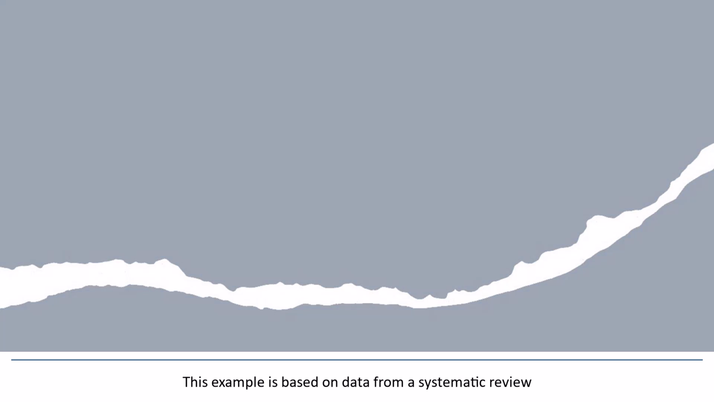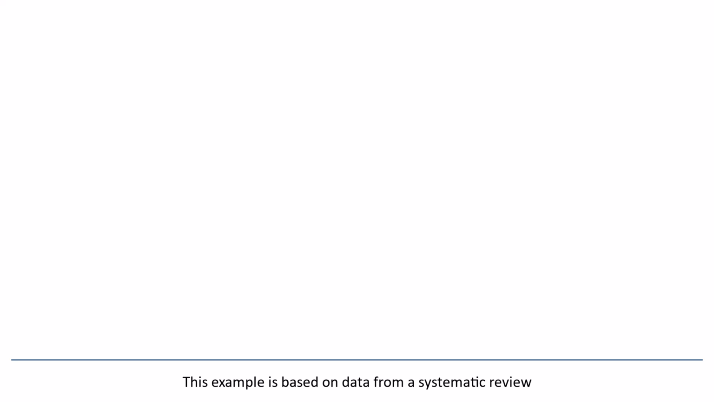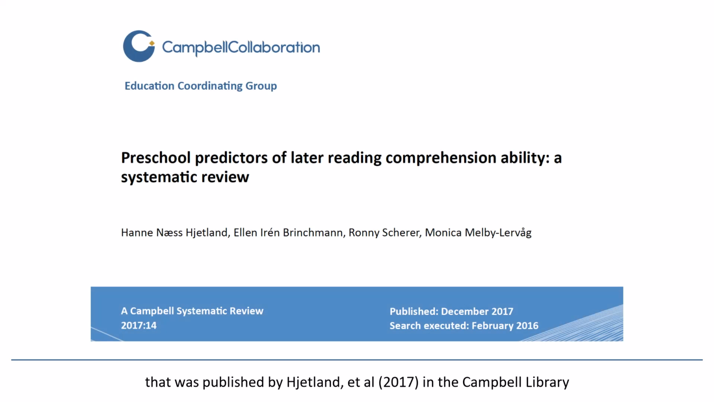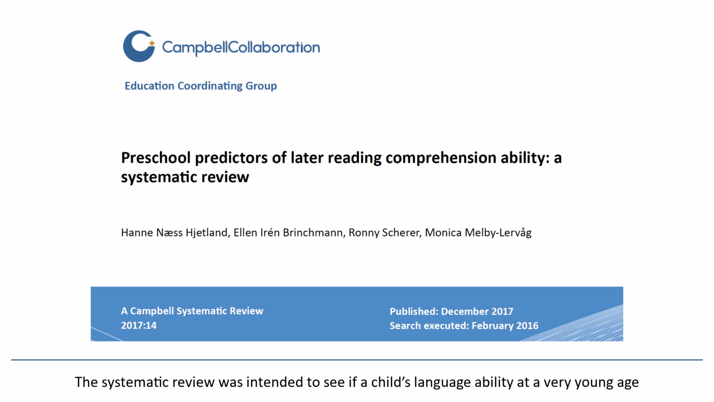This example is based on data from a systematic review that was published by Headland et al. 2017 in the Campbell Library. The systematic review was intended to see if a child's language ability at a very young age could be used to predict their language skills at a later age. If it turned out that the prediction was accurate, that would mean that we could use early assessments to identify children who might benefit from early intervention.